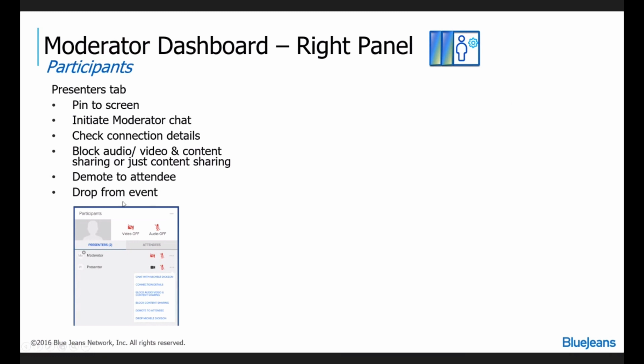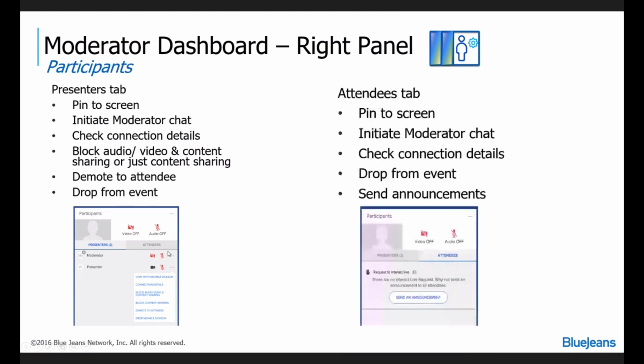This is what the tab looks like, and you'll see that the presenter is on the left-hand side. And if you click on the right-hand side, which is the attendees tab, then what you'll have the ability to do is access a list of all your attendees. You can pin them to the screen only if you've allowed them with the raise hand feature to be promoted up to be seen and heard. You can also initiate moderator chat. You can check their connection details as well. You can drop them from the event, or you can send out an announcement.